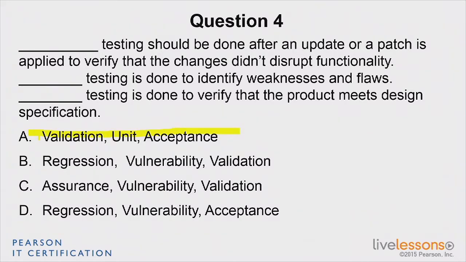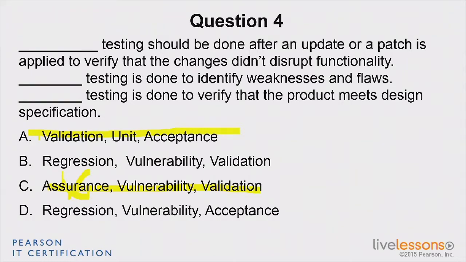The next one, regression testing should be done after an update or a patch is applied. Vulnerability testing is done to identify weaknesses and flaws. And validation testing is done to verify that the product meets design specification. That one's looking good, but let's keep going. The next one is assurance testing should be done. Now, assurance was not one of our testing models for software, so that's not going to be true. We're going to get rid of that one right away.